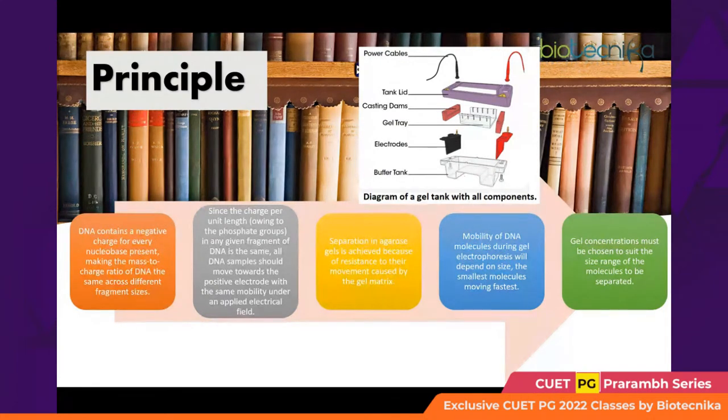So this is how the tank looks like. Here this is the buffer tank. On the buffer tank, the electrodes are put. The black one will be negative in charge, the red one will be positive. Then on that, this is the gel casting tray, the casting dam. On this cast, we join the dams on the side and then we cast our gel. Once the gel has solidified, we remove the dams so that the electricity can pass through the gel. When this cast is put inside and covered with the buffer, the electrodes will be put, the batteries will be set and the tank will be covered, and that's how we start the electrophoresis.